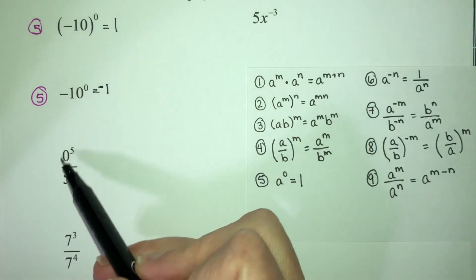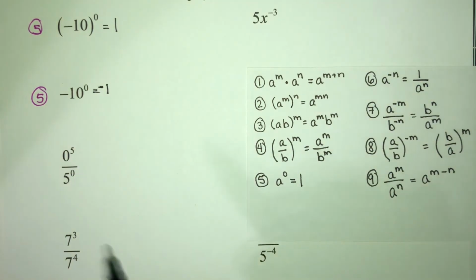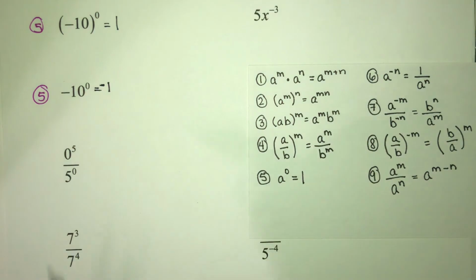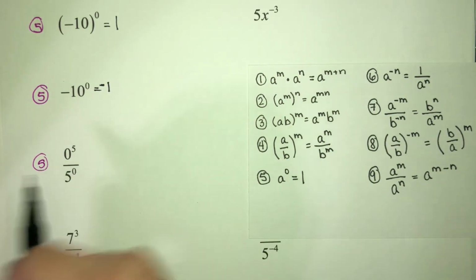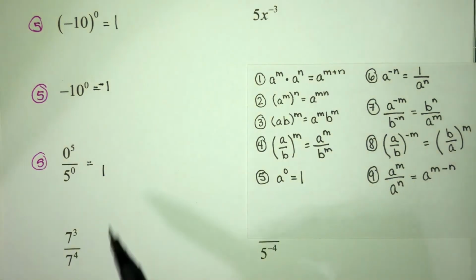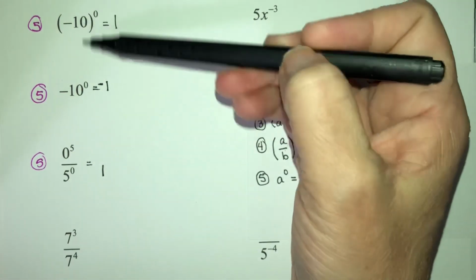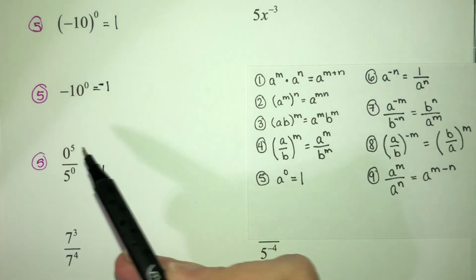Okay, 0 to the 5th power divided by 5 to the 0 power. This is property number 5 again, because I have a 0 power down here. 5 to the 0 power is going to be 1. Parentheses matter most when you have a negative involved. 5 to the 0 power is 1. But what is 0 to the 5th power?